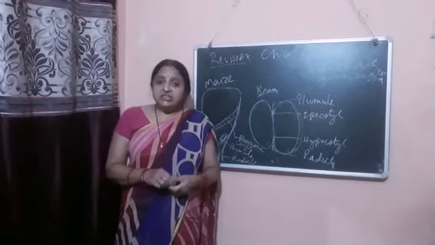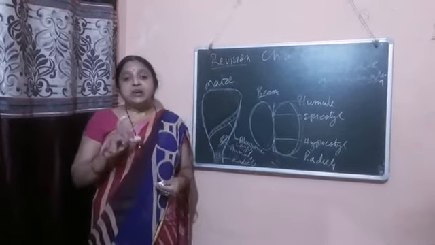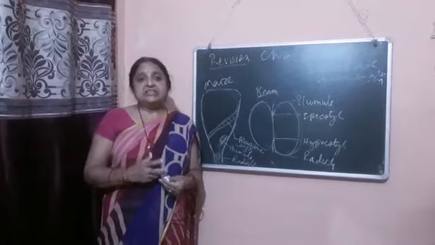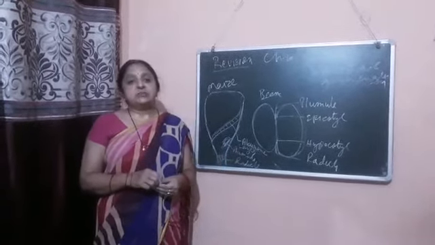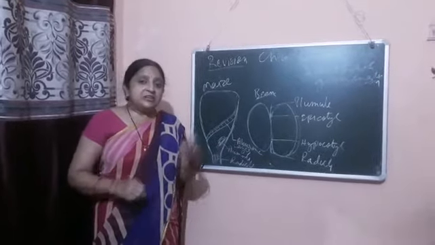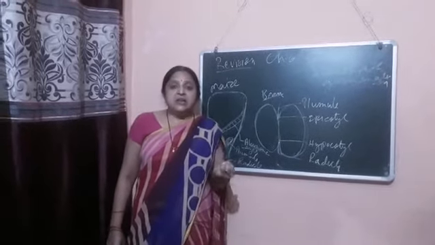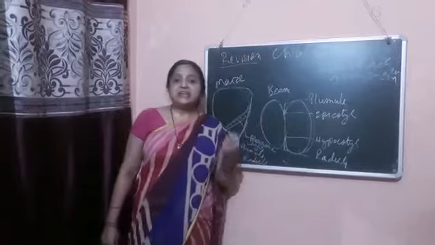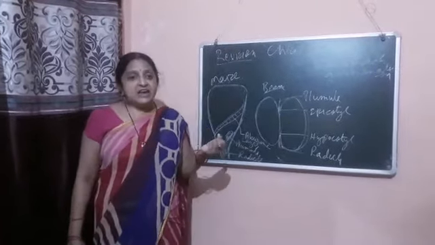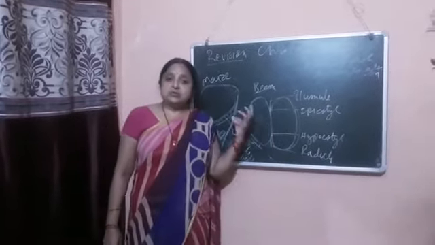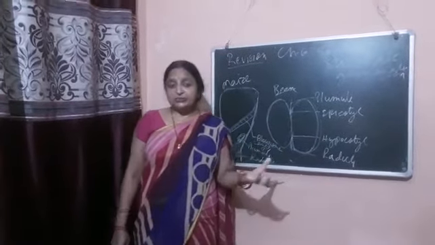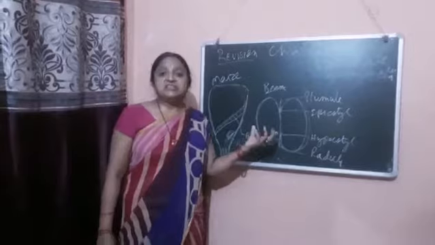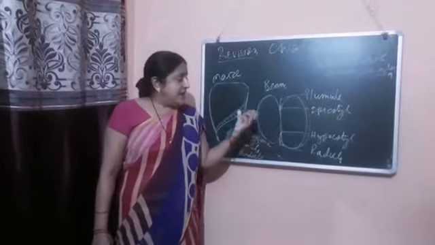And now, the conditions necessary for seed germination: water, oxygen and proper temperature. These three conditions are necessary for seed germination. When the seed absorbs water, hydrolysis of the food takes place inside the seed, and so the cotyledons become active, and germination starts in the seed.